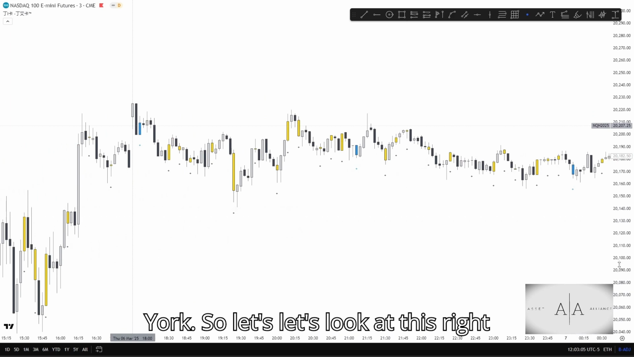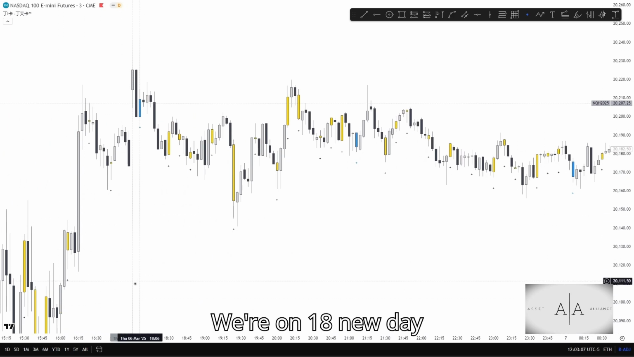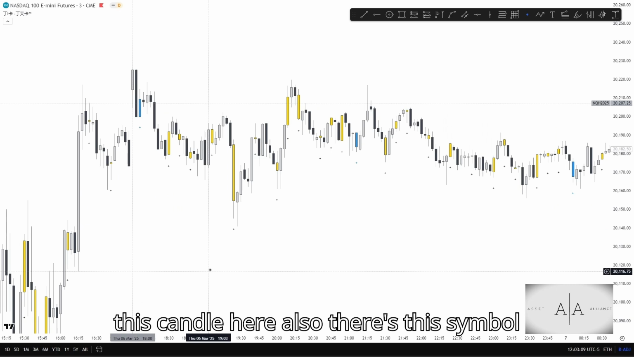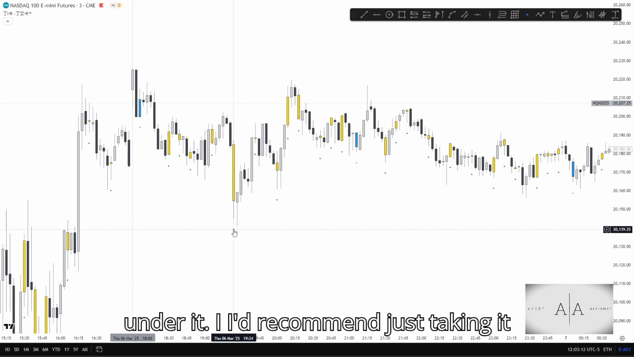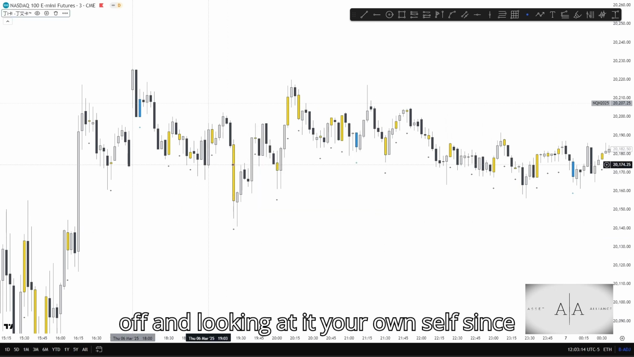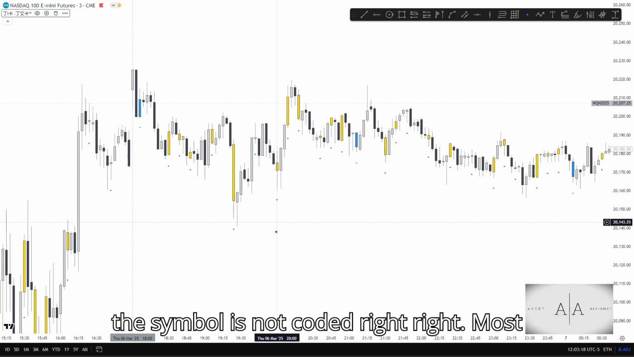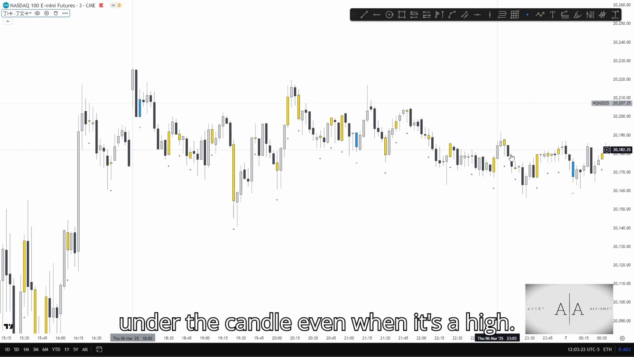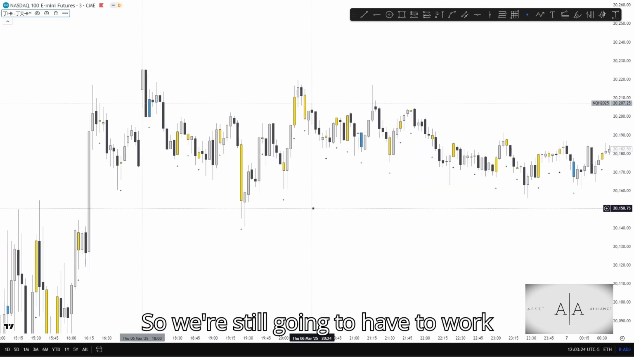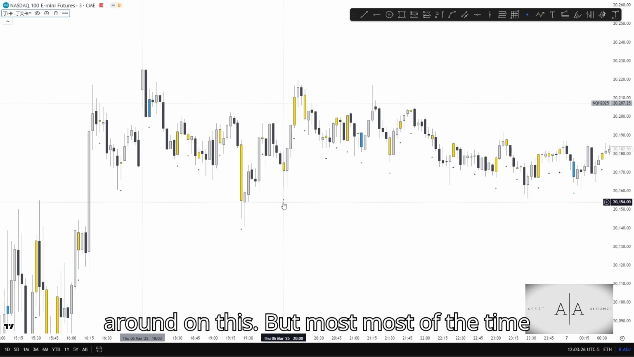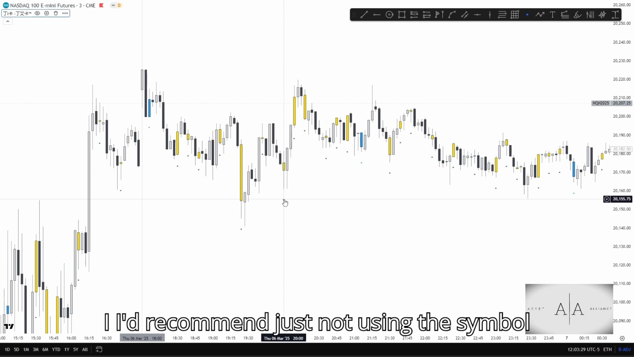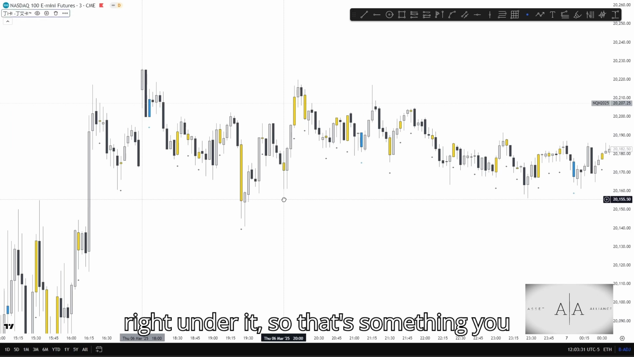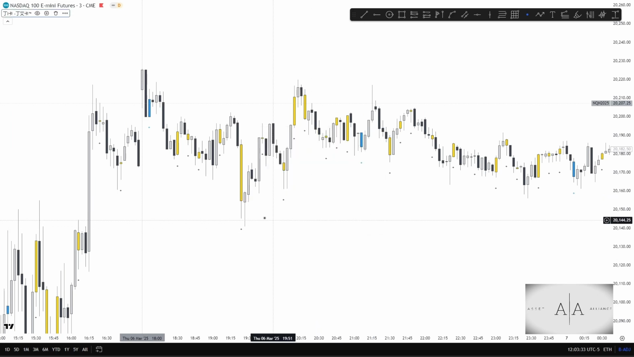So let's look at this, right? We're on 18, new day. This candle here, also there's this symbol under it. I'd recommend just taking it off and looking at it yourself, since the symbol is not coded, right? Most of the time it's just going to appear under the candle even when it's a high. So we're still going to have to work around this. But most of the time, I'd recommend just not using the symbol right under it. So that's something you can take off right there.